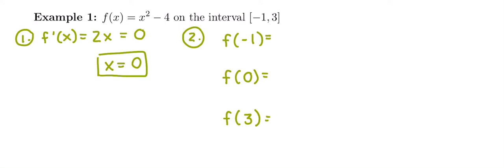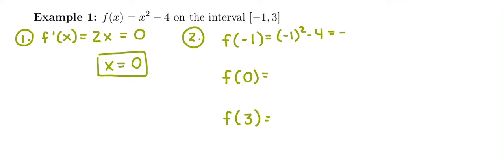So if our critical number was 5, we wouldn't even have to test it because it's not on the interval from -1 to 3. But if it's on the interval of interest, we're going to test it. And we're going to see what's happening at our endpoints by plugging in to see their y values. So we're going to do -1 squared minus 4, plugging into the original function.